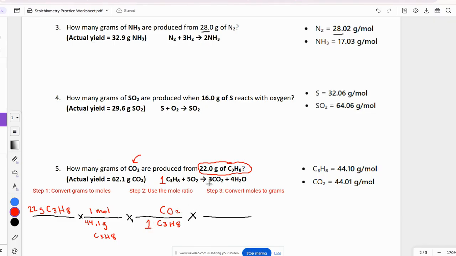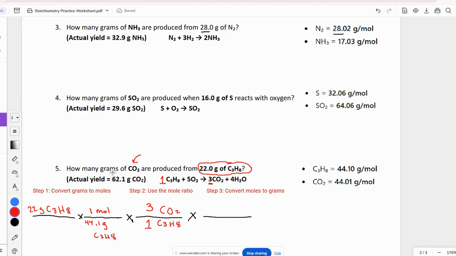How many for CO2? Oh, I see a 3 in front of it. So 1 mole of propane is going to make 3 moles of carbon dioxide, CO2. So I put the 3. Boom. Now, once we do all this, it's going to convert the number of moles of propane, C3H8, into moles of CO2. But we don't want moles of CO2.